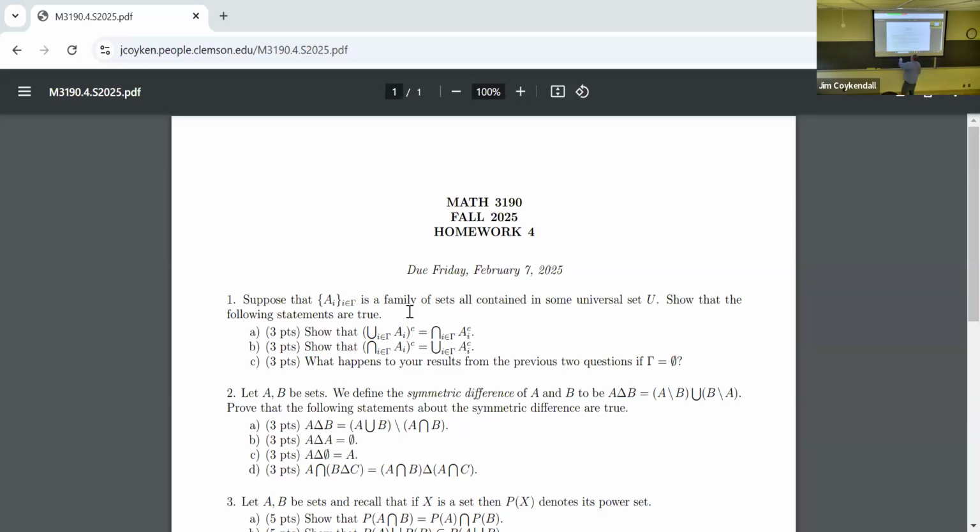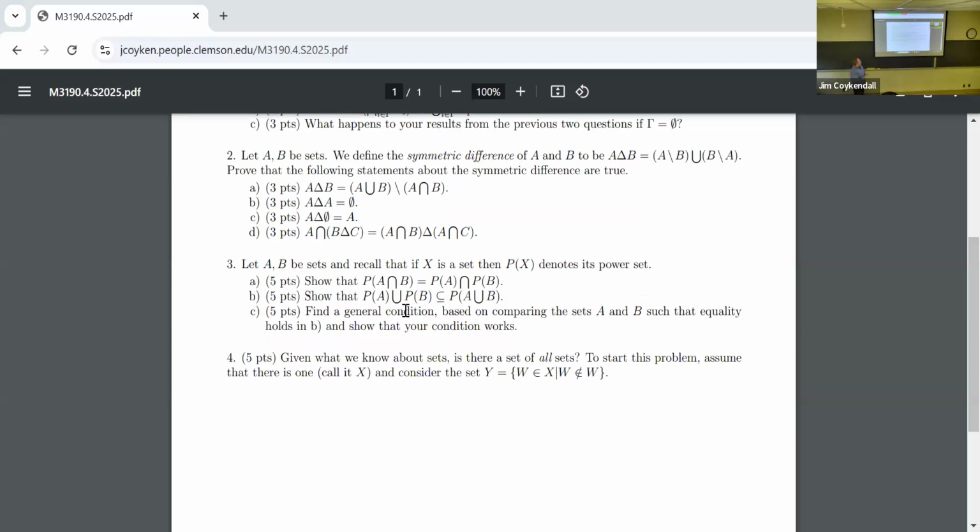And finally, show the distributive property. When you intersect A with the symmetric difference of B and C, it's the symmetric difference of A intersect B and A intersect C. So this is basically like multiplication distributes over addition. That's essentially it. And not finally. Let A and B be sets. Recall that if X is a set, then P(X) denotes its power set, the set of all subsets of it. Show that the power set of the intersection of two sets is the power set of the first set intersect the power set of the second set. So this behaves nicely. Power set of an intersection is the intersection of the power sets.